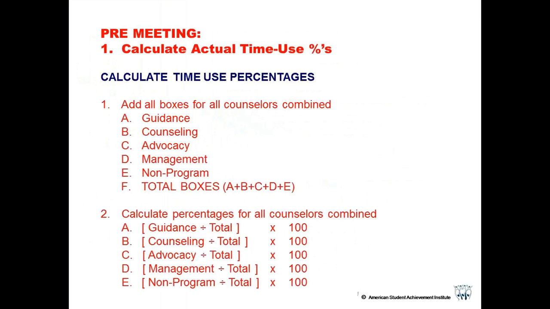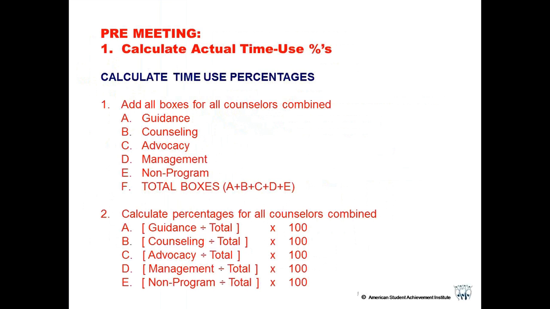So, the first one is to calculate your actual time use. And so what we're doing here is we're going to use your time use logs, and we're going to add up all the little boxes for all of your counselors in those logs together. I think I did the math once. I think that there are close to 2,000 different 20-minute segments in a typical school year. So for each of your counselors, you're going to have 2,000 of those little boxes to look at.